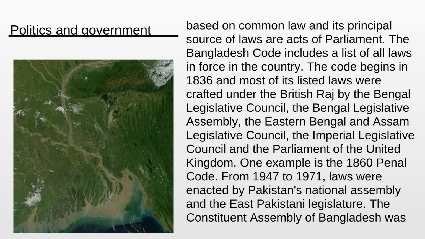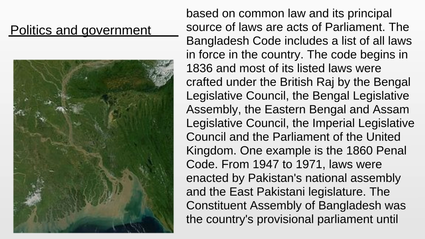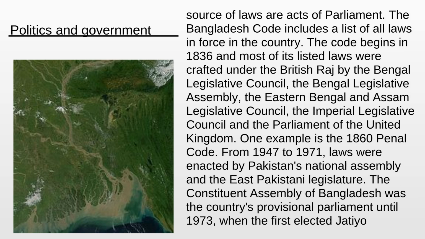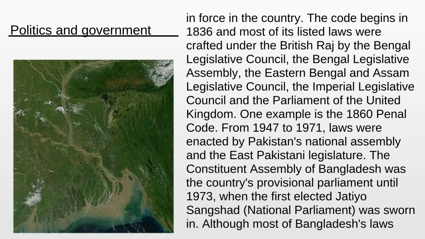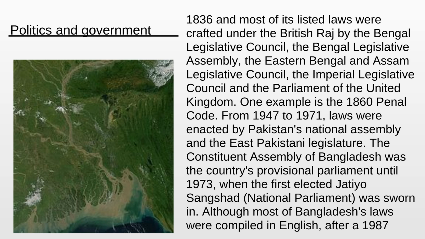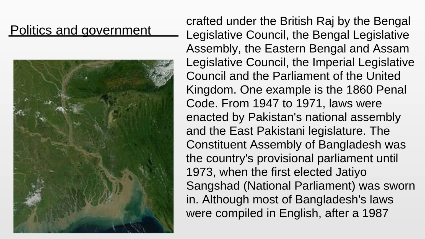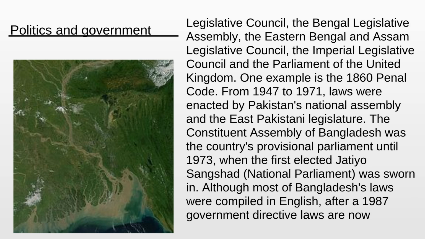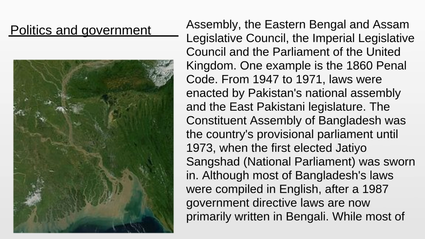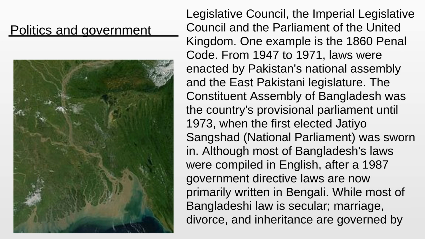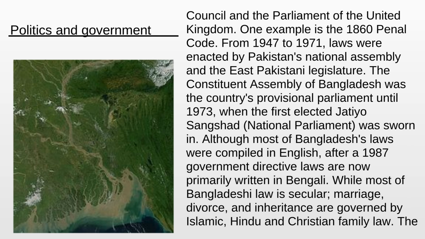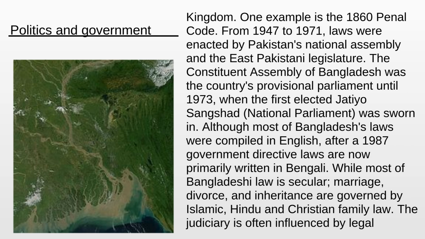The code begins in 1836 and most of its listed laws were crafted under the British Raj by the Bengal Legislative Council, the Bengal Legislative Assembly, the Eastern Bengal and Assam Legislative Council, the Imperial Legislative Council and the Parliament of the United Kingdom. One example is the 1860 Penal Code. From 1947 to 1971, laws were enacted by Pakistan's National Assembly and the East Pakistani Legislature.